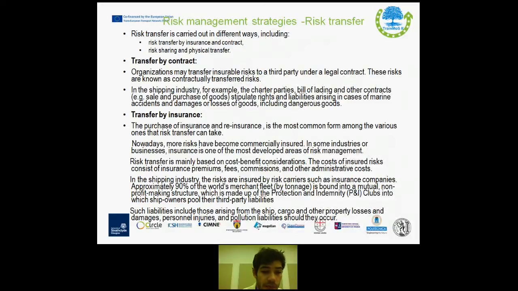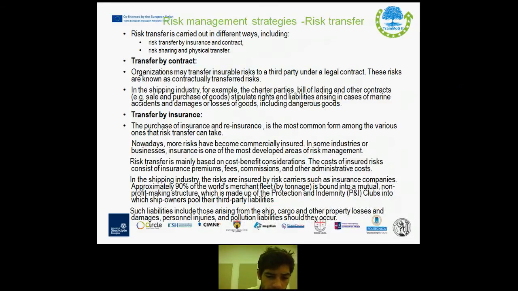With respect to the transfer by insurance management strategy, we have the purchase of insurance and reinsurance, which is the most common form among the various types of transfer risk can take. Nowadays, more risks have become commercially insured. In some industries or businesses, insurance is one of the most developed areas of risk management. Risk transfer is mainly based on cost-benefit considerations. The cost of insured risks consists of insurance premiums, fees, commissions, and other administrative costs.